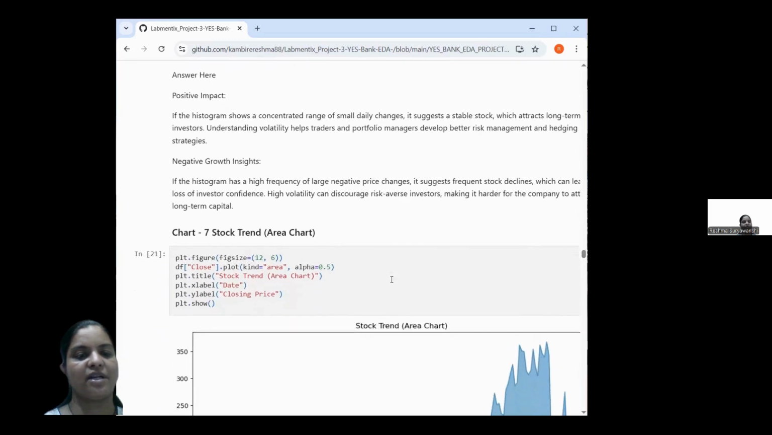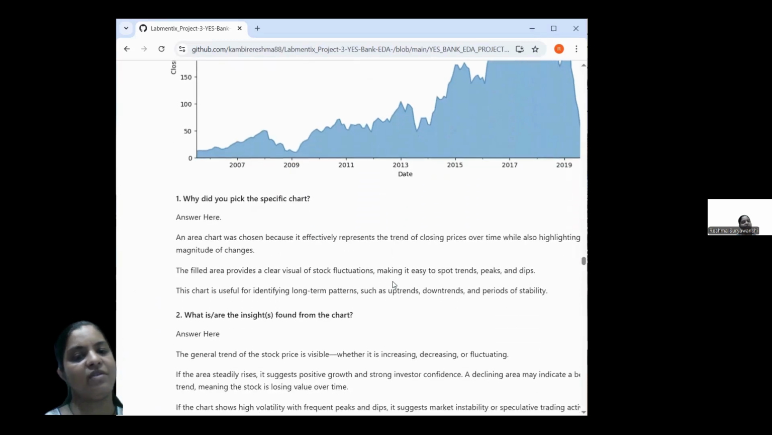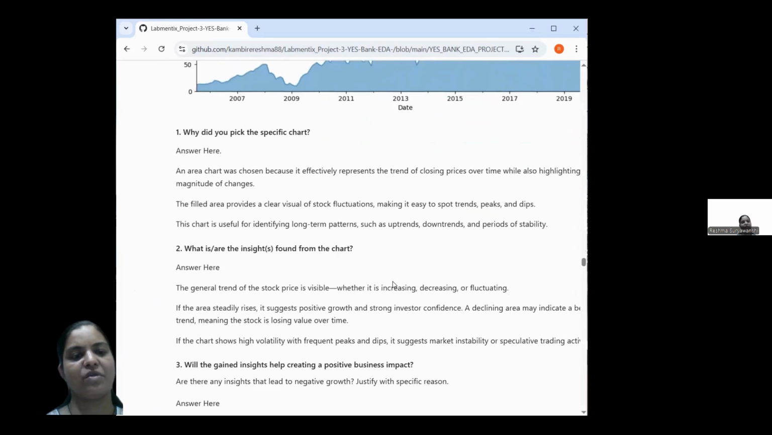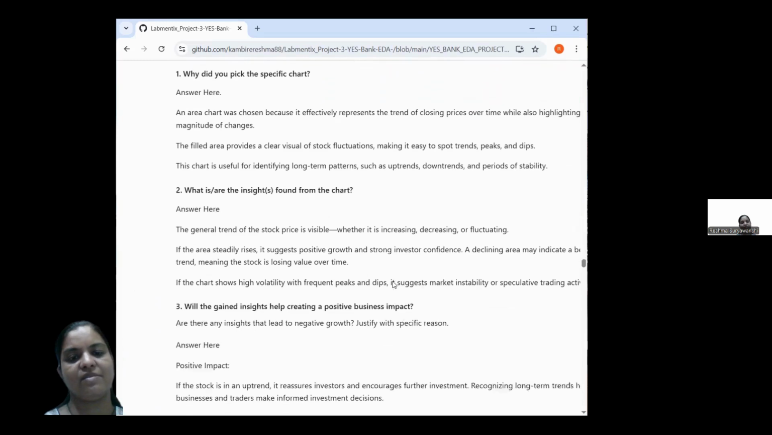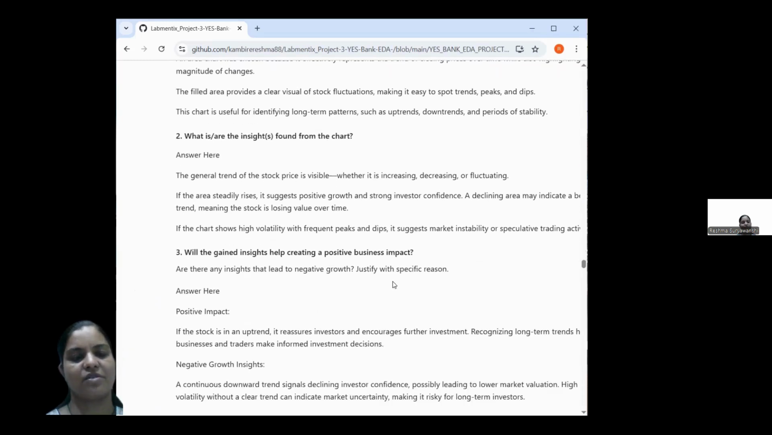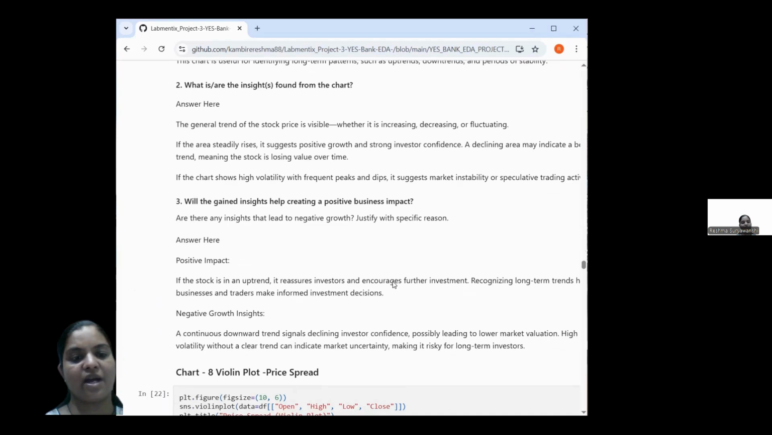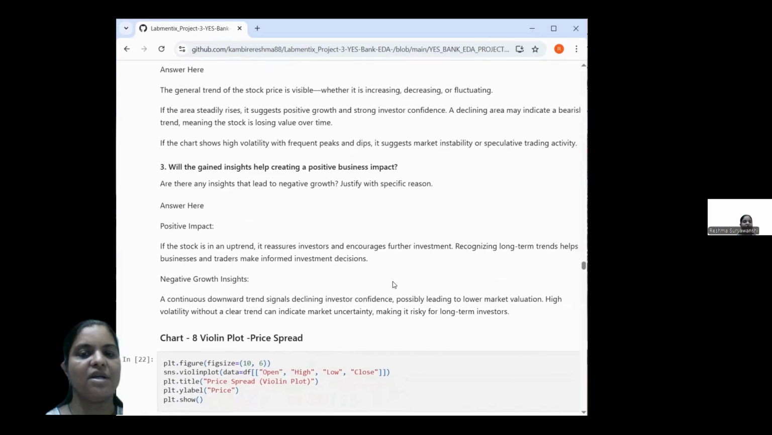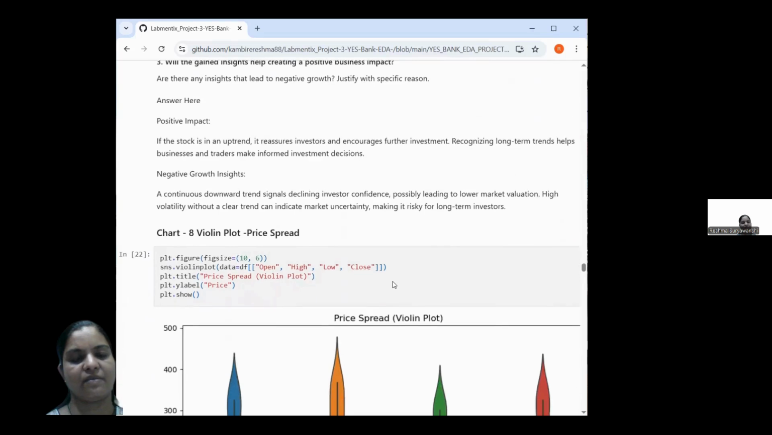Next is stock trend area chart, where an area chart was chosen because it effectively represents the trend of closing price over time while also highlighting magnitude of change. Here, the general trend of the stock price is visible, whether it is increasing, decreasing, or fluctuating. So, positive impact is if the stock is in an uptrend, it reassures investors and encourage further investment. Recognizing long-term trends helps business and traders make informed investment decisions.